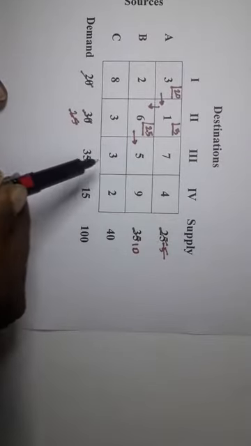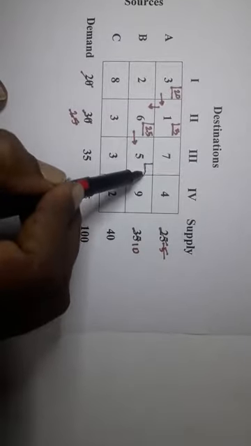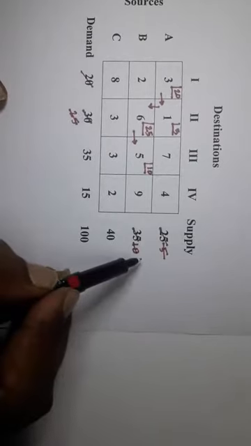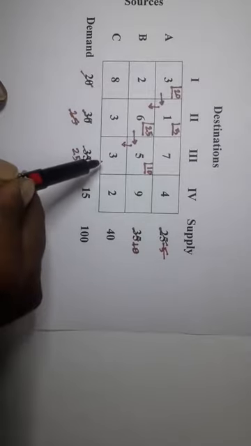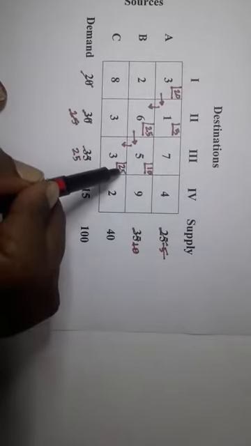Now at this cell, the demand is 35 and the supply is 10. So here we can allocate only 10 units so that the source supply is exhausted, and the remaining demand is 25 units. Now since the row requirement is completely fulfilled, we can go down to the next row. Here at this cell, the demand is 25 and the supply is 40. So here we can allocate 25 units for this cell and then this demand will be exhausted.